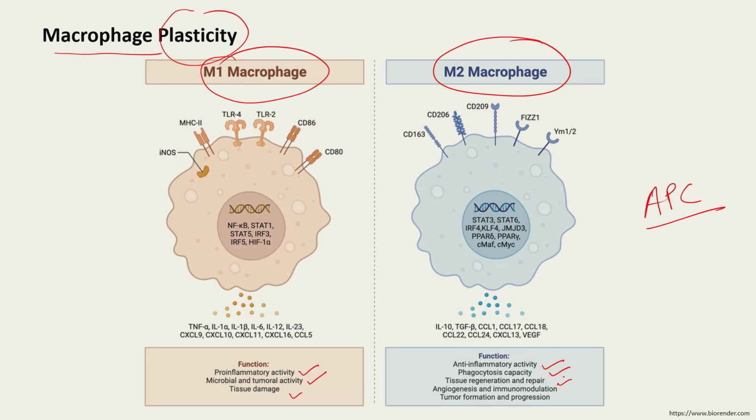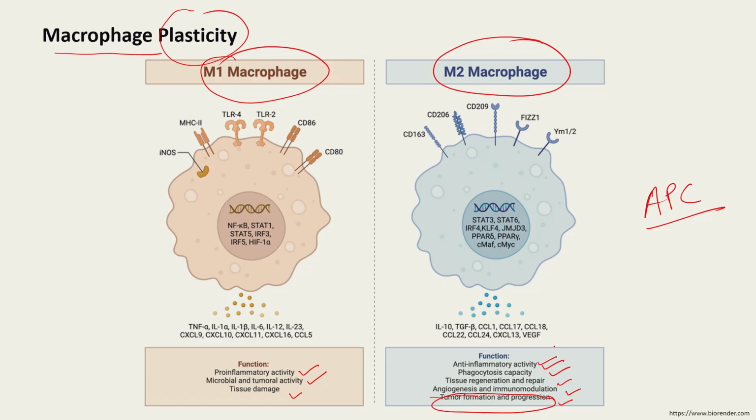We can see that either the tissues are repaired or a regenerative capacity can be regained because of these M2 macrophages. They are involved in angiogenesis. Angio stands for blood vessel, genesis means formation. They can help in blood vessel formation. They can also be involved in immunomodulation, tumor formation and progression. So basically these are involved in different ways, but majorly we can focus here that these are anti-inflammatory in function.